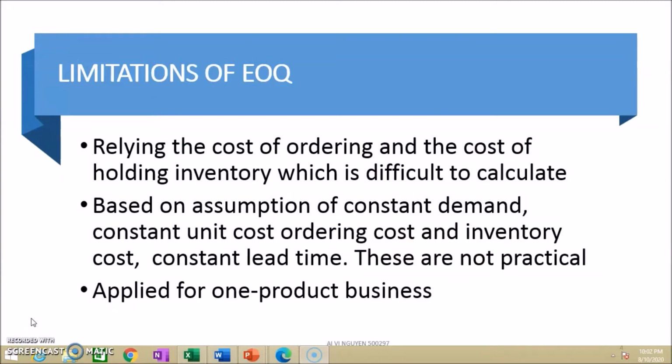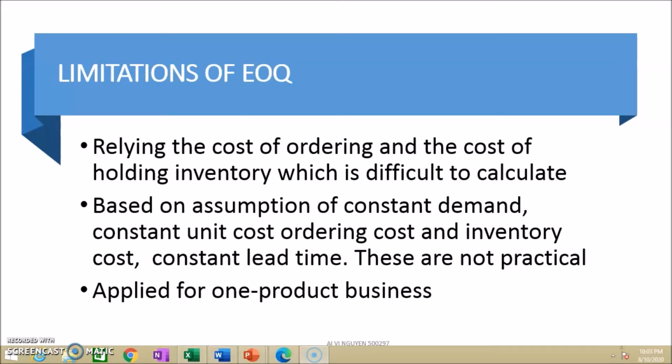So as you can see from the formula, the limit of EOQ is it's relying on the cost of ordering and cost of holding inventory. These costs are very difficult to calculate accurately in real life. According to one finance manager, he estimated that the cost of ordering can range from £1 to £100, depending on what resources you wish to consider as a part of ordering. And the calculation of EOQ is based on a number of assumptions, which is not practical.